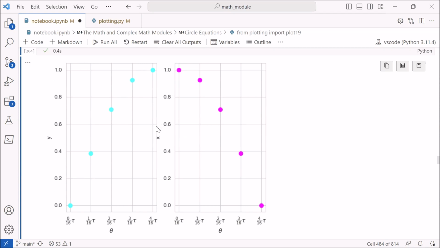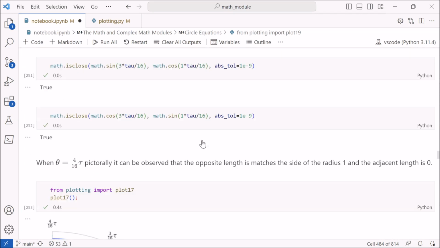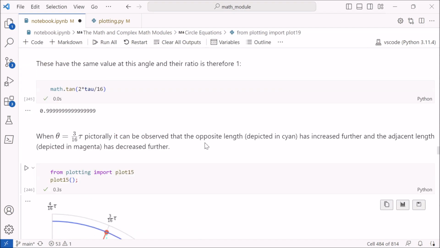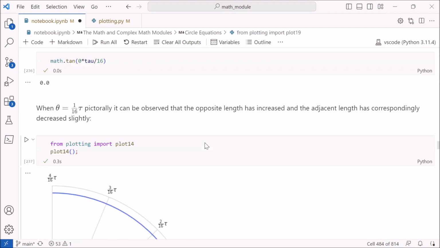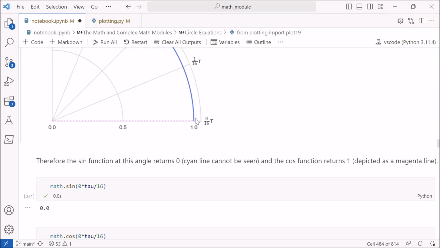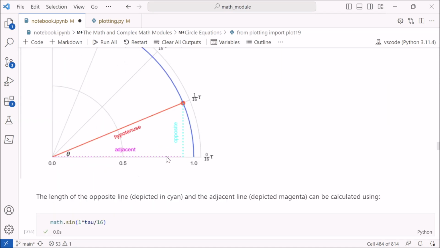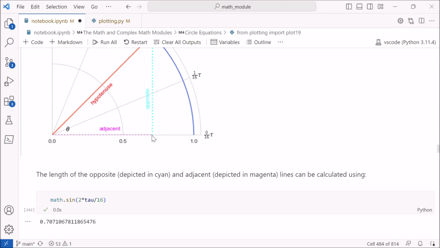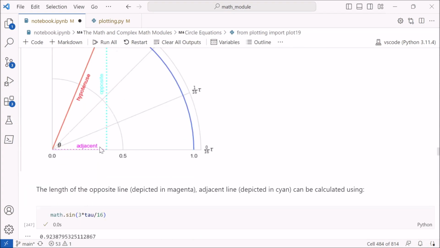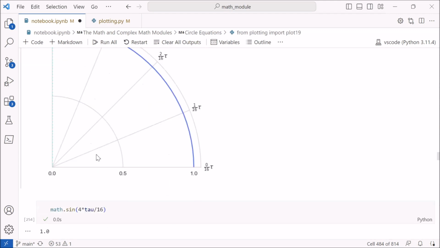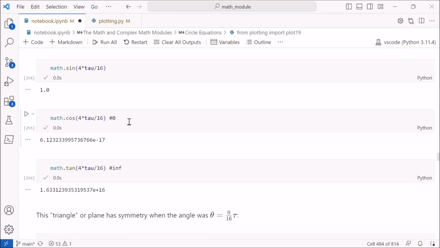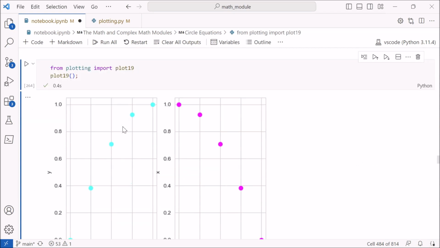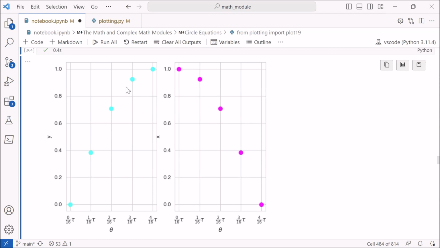And here is the adjacent length. And if we have a look at this done the opposite way, it started at the full length here, and then it got a bit smaller, and then it got a bit smaller again, and then it got a bit smaller again, and then it's a length of 0. So notice the kind of mirror symmetry. This is going up, and then this is going down.